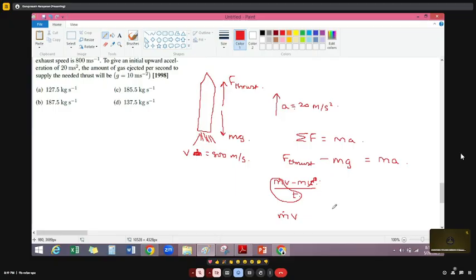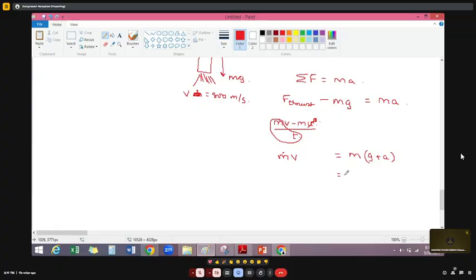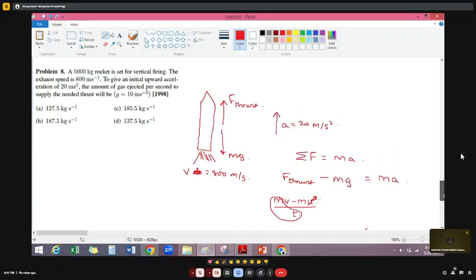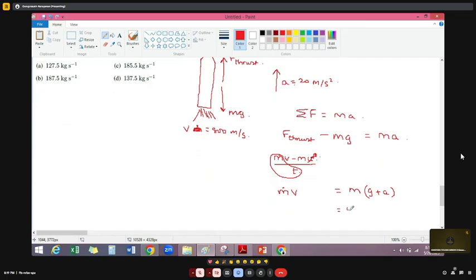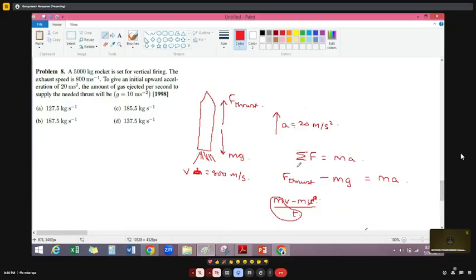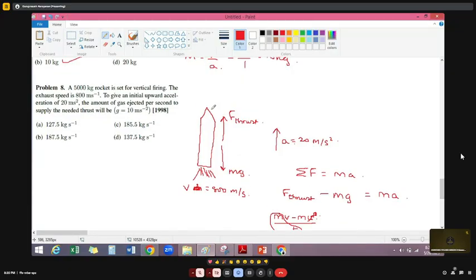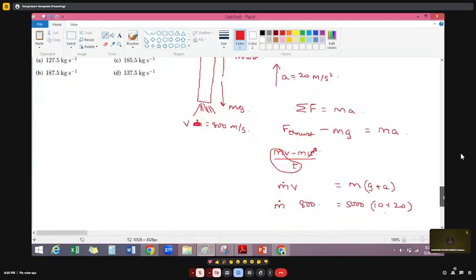Minus mg becomes plus mg on the other side, so m dot v equals m times g plus a. M, I think they said 5000 kg. G is 10, a is 20. So that means 5000 times 10 plus 20. Speed of the exhaust gas is 800. That means I can find the m dot. That's all. So if you know these steps and this imagination, you can do this.